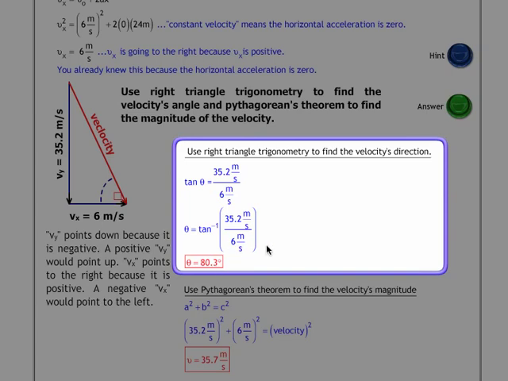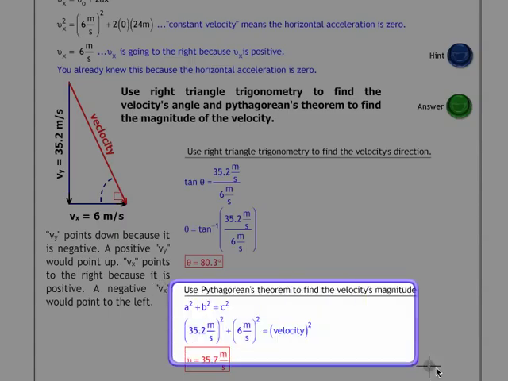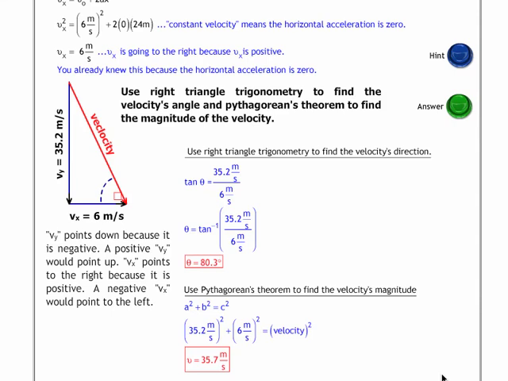If you're using a calculator, the most common problem is people forget to put parentheses, and so it finds the inverse tangent of 35.2 and then divides that answer by 6. So make sure you got the parentheses right. From here, I'm going to use Pythagorean's theorem to find out the magnitude of the velocity, which comes out to be 35.7 meters per second. So that's the length of my red arrow up there on the velocity. So these two answers in red are the answer to the velocity for magnitude and direction.